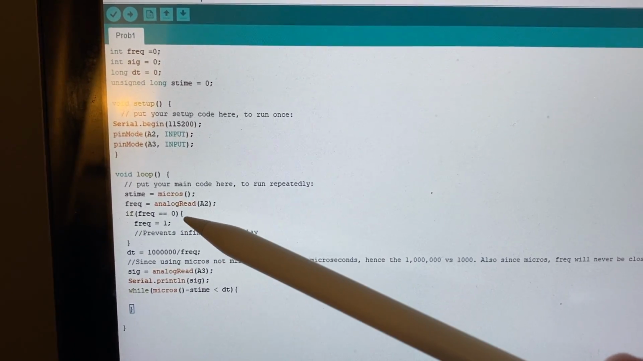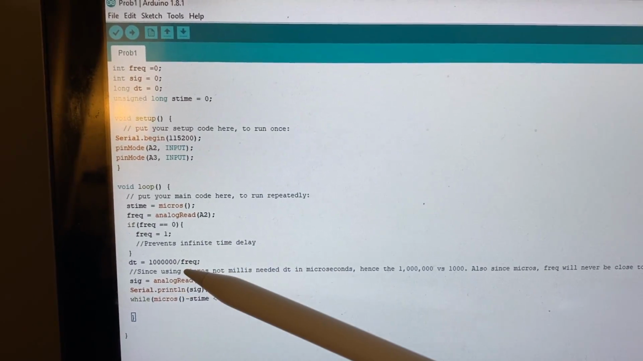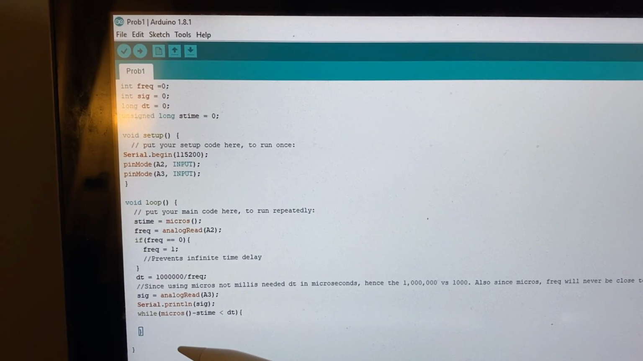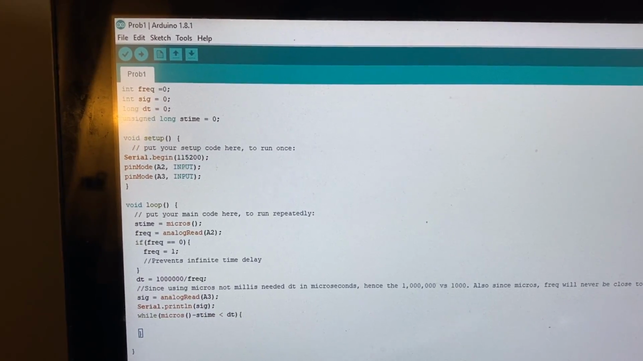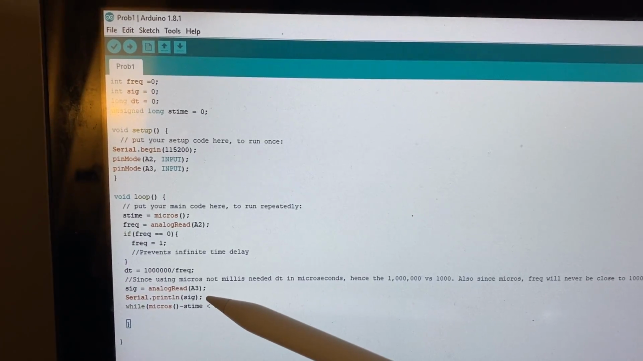I make sure that it's not equal to 0 because that would cause problems defining my time step, which I did in terms of dividing 1 million by the frequency because I am using microseconds instead of milliseconds. And then I print the signal from the oscilloscope to the serial monitor.